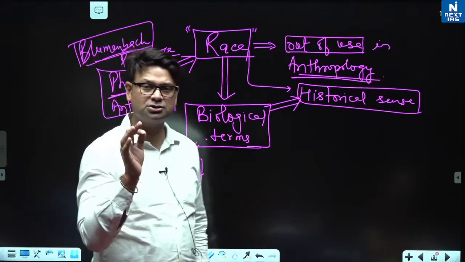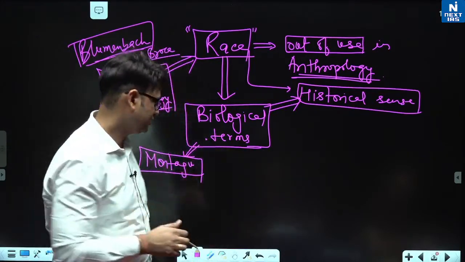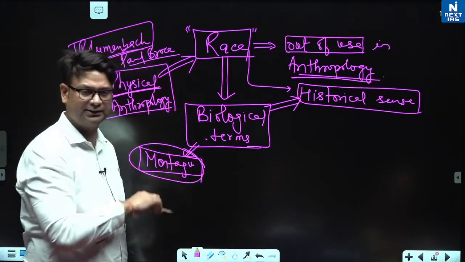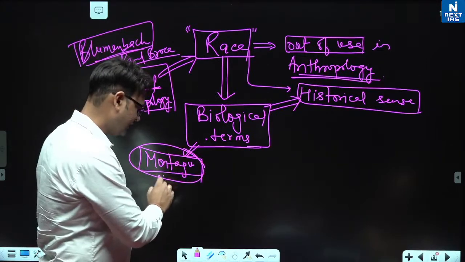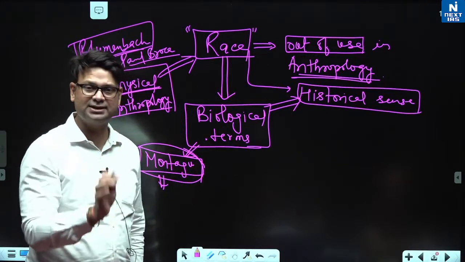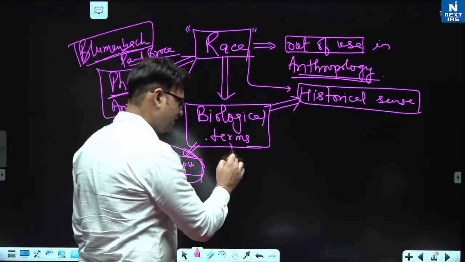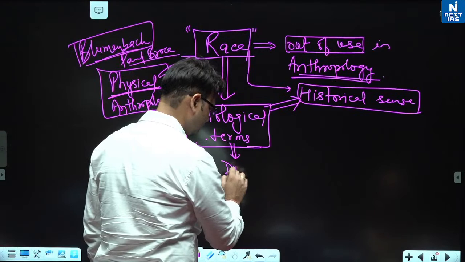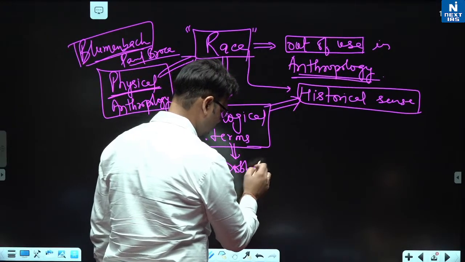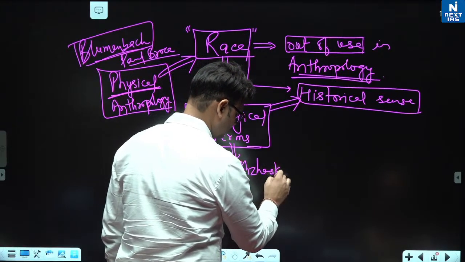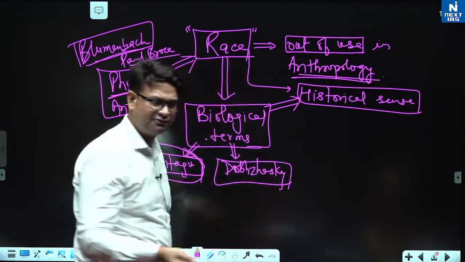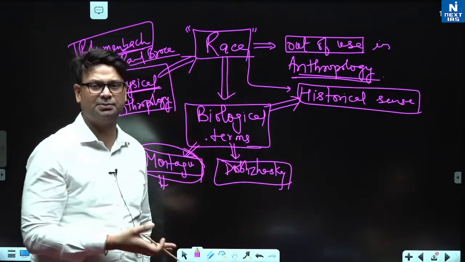writing the UNESCO's declaration on race. UNESCO का जो declaration था वो Montagu ने बनाया था, जिसमें कि वो फेवर करता है कि we should not use the term race, instead we should replace it with ethnic groups. ठीक है, Dobzhansky की definition पढ़ते हो, जितनी भी definitions आप biological पढ़ते हो, right?